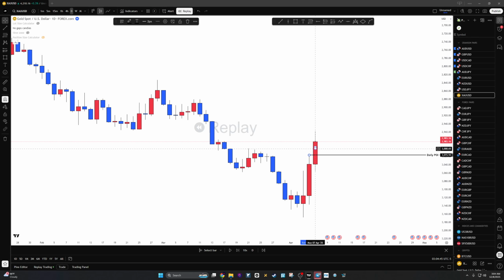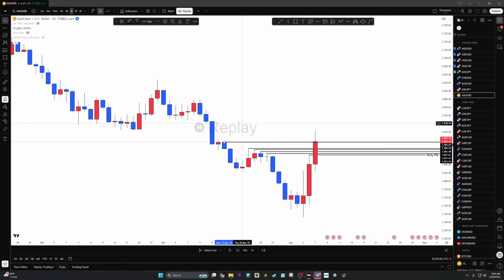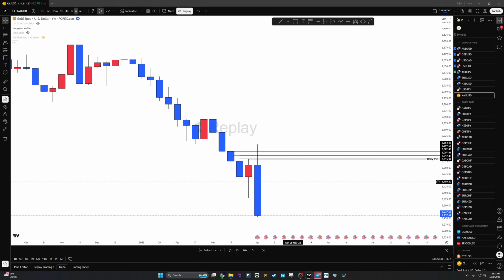Right here we close above this previous candle. We also have some wicks that were not touched by any other wicks. And you can really just draw every single one that you see. So all of these are points of interest. Weekly, we're looking for CCT continuation.